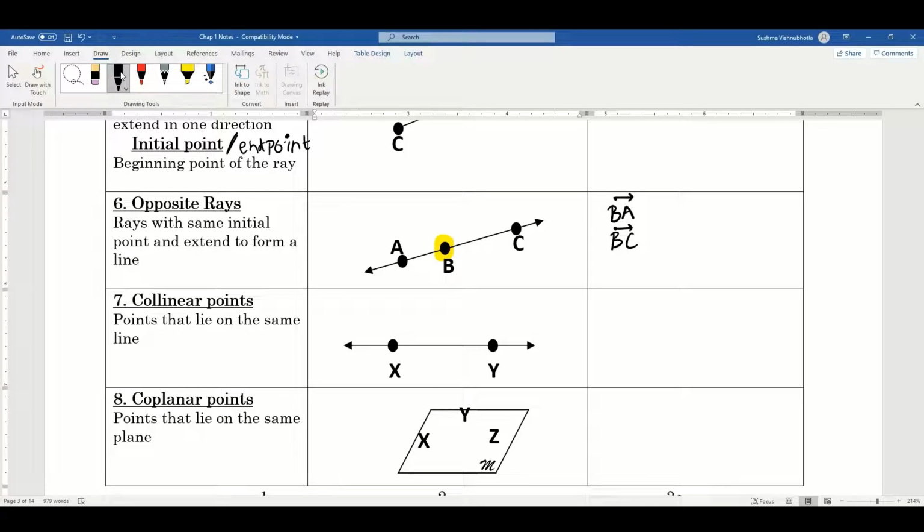Okay, collinear points are points that are on the same line. So in this diagram, X and Y are collinear. Now I can add another point in here and they can also be collinear. Okay, no notation here. Coplanar points are points that are on the same plane. So X, Y, and Z are on this flat surface, so they're coplanar points.